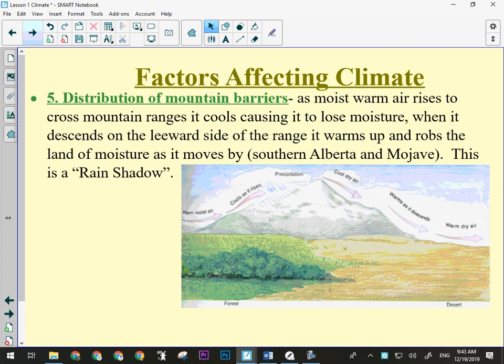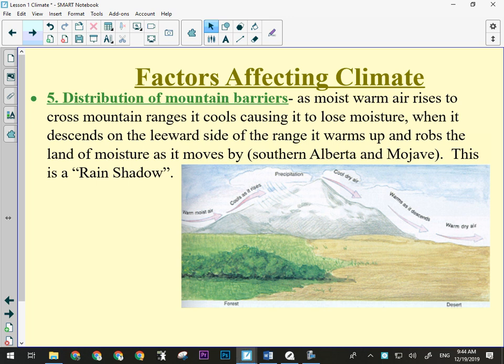All right, distribution of mountain barriers. This one affects us a lot, okay? Probably third place after latitude and altitude. Distribution, or presence of mountain barriers is probably the next thing affecting our climate here, okay? And it affects our climate because we're in what's called a rain shadow. Okay? Moist Pacific air doesn't always get over the mountains to us. Okay? Sometimes it does, but not always.